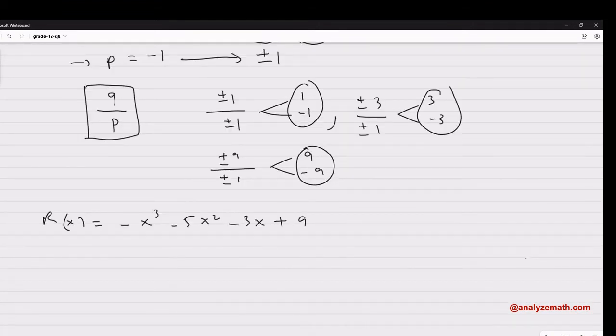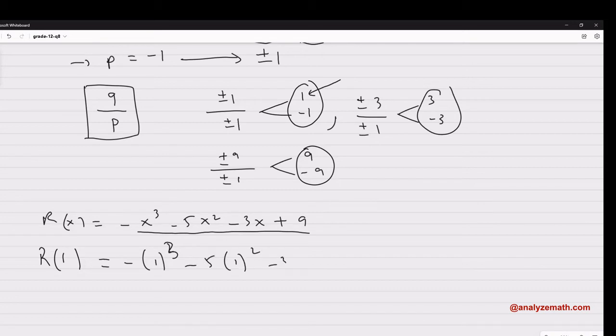Now that we found the possible zeros, the only way to find any zeros is to test them. So we're going to start testing the first one, x equal to 1. To test if it's a zero, we calculate R(1). Substitute x by 1 here: -1^3 minus 5(1)^2 minus 3(1) plus 9. Simplify: -1 minus 5 minus 3 plus 9. A quick calculation gives you this equal to 0.